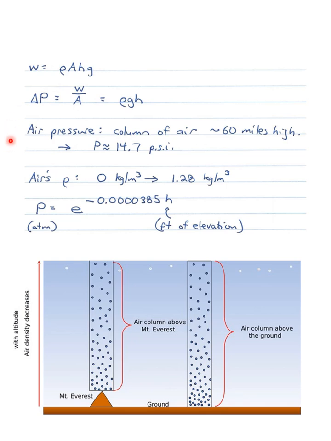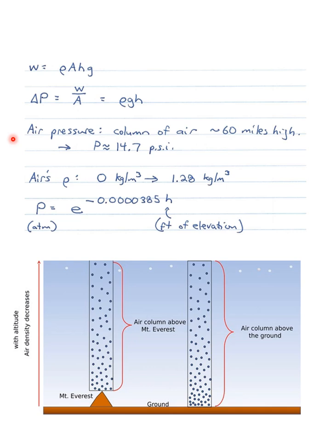Now, when we're talking about air pressure, the column of air goes about 60 miles high, so that the pressure at the bottom is 14.7 pounds per square inch, what we call 1 atmosphere. It's 1.013 times 10 to the 5th pascals.